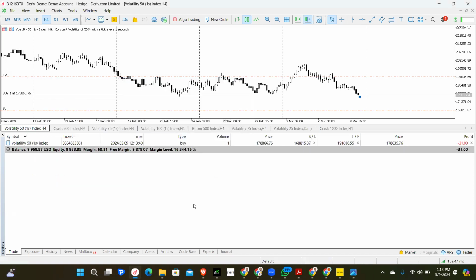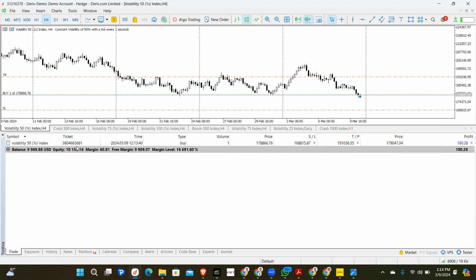Now I want you to watch what happens. You see that this is our balance, right? And now this is our equity. We have this equity because you can see the profit, which is $109. That's why you see that equity is increasing, but the balance still remains the initial amount. As long as you are in profit, the equity will always be greater than the balance.